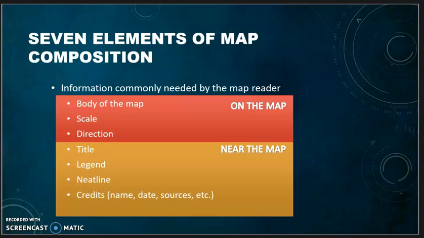Once we have identified the who, what, where, and how of our map's purpose, we can focus on cartographic design decisions, which we must consider each time we make a map. These include on-the-map elements, body of the map, the scale of the map, and direction or orientation. Secondly, they include what is near or around the map, additional or explanatory information of the data that is displayed in the body of the map. So we have some common things, which are the title, legend, neat line, and credits.